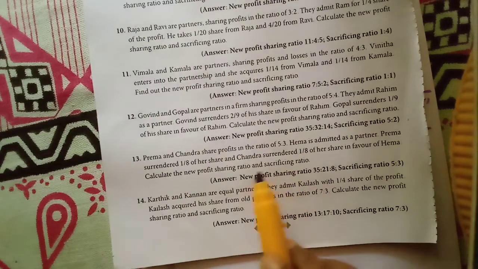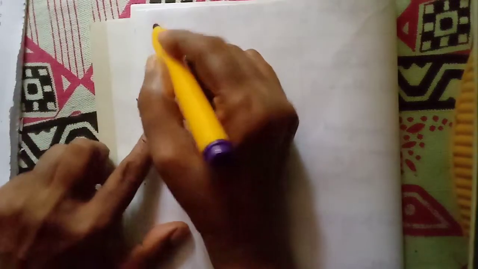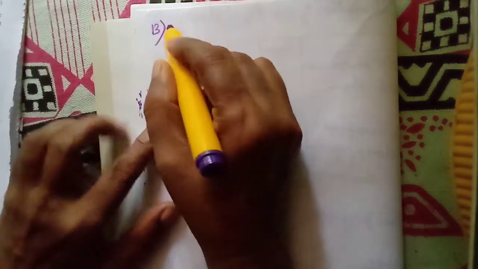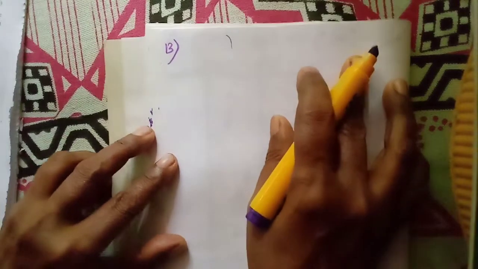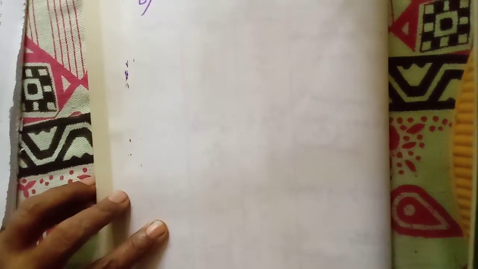Here we need to calculate the sacrificing share. Okay, in the same model, 12th model. Shall we do this one? 13. First, write the number. Okay, 13. Calculation of new profit sharing ratio.